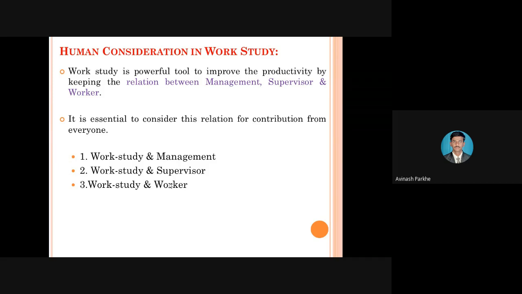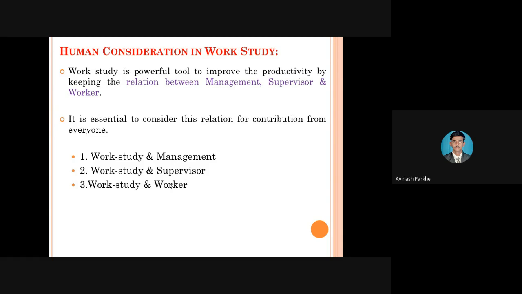So whatever additional benefits there are from the workers' development point of view, for example, if new machines are purchased by the management, it is the responsibility of the management to introduce the new technology to the supervisors and to the workers. Therefore, the workers and supervisors can understand the new techniques and work in an effective manner.